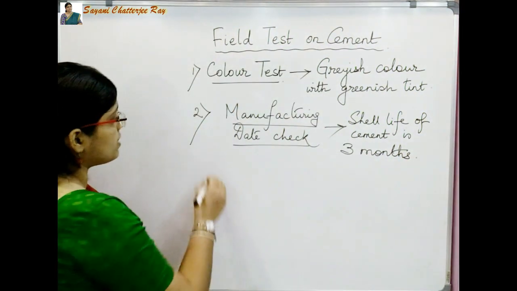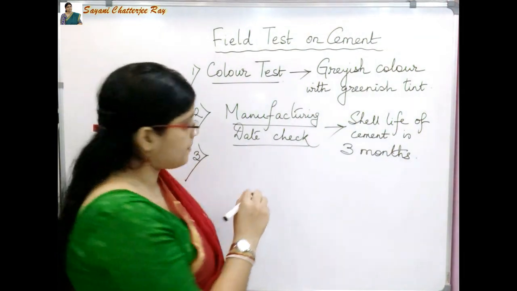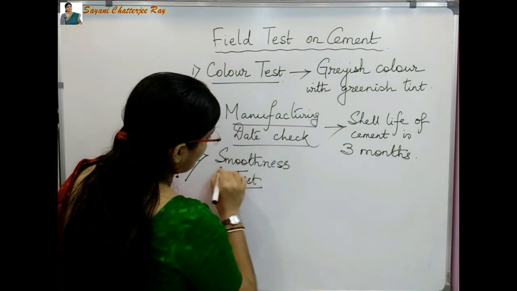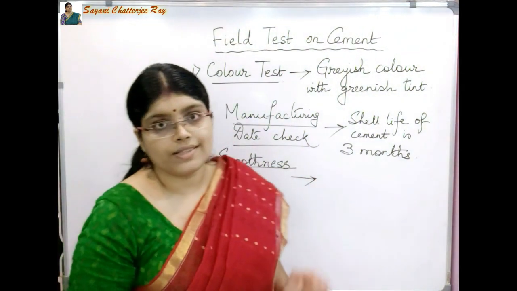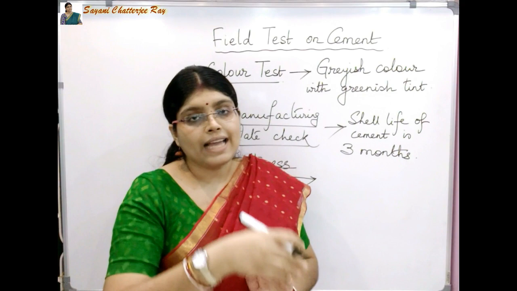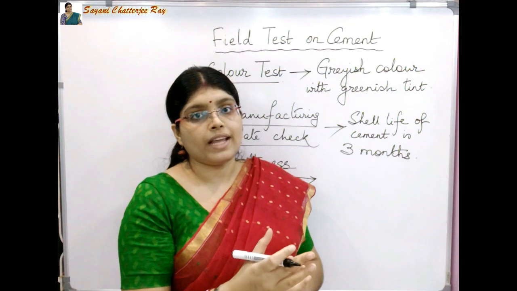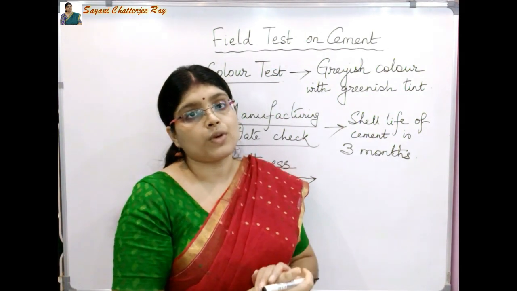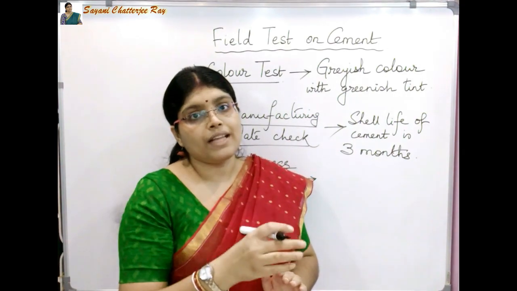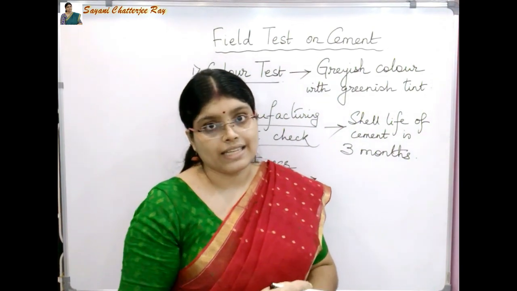Our next very important test which has to be performed at site on cement is the smoothness test. What is the smoothness test? Whenever you open a bag of ordinary Portland cement and immediately put your hand inside that bag, and if you feel a smooth feeling in your hands, then you will be able to understand that the cement is actually good and genuine. But sometimes if we feel something rough, then you will understand that the cement is actually adulterated.